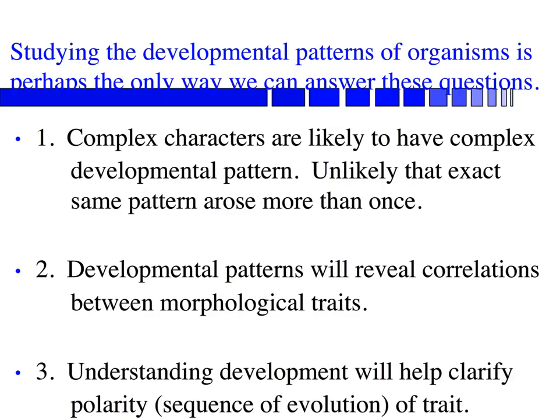Okay. A second way that this is interesting is that developmental patterns will very often reveal correlations between morphological traits. So how one limb develops can then reveal things about how the heart develops, for example. So when you study how a creature is developing and you look at the patterns, that can address these things. Okay. Additionally, last but not least, if you can figure out the development, that very often will help you clarify the polarity, what's ancestral and what's derived.